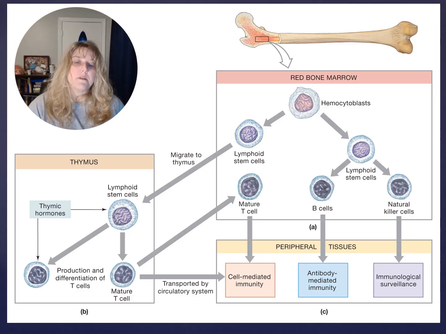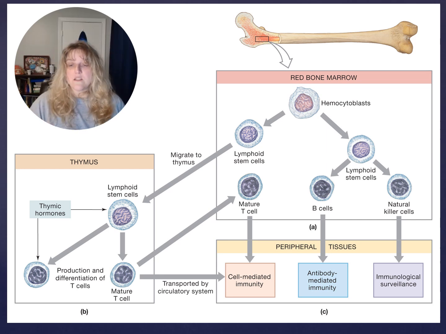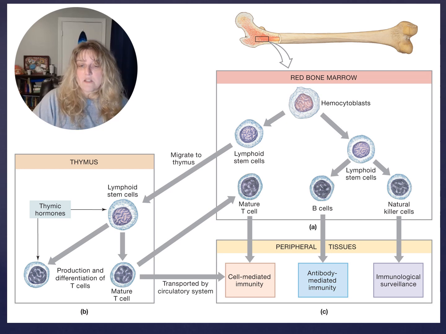But what happens here is the red bone marrow is going to create these hemocytoblasts. You'll have lymphoid stem cells that will come off of that. Some of them are going to migrate to the thymus, and that's where they will mature and differentiate, and then they get transported into central circulation. Or you'll have B cells or NK cells, and they also get dumped into the peripheral circulation. It really just depends on if you're talking about T cell or B cell mediated immunities, but that's how those differentiate out.